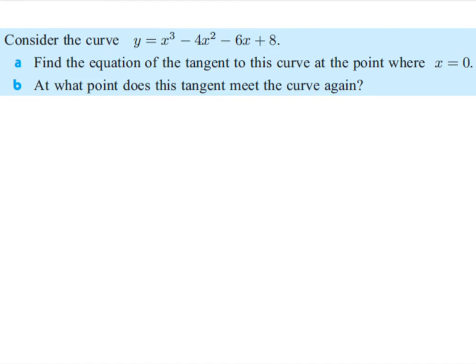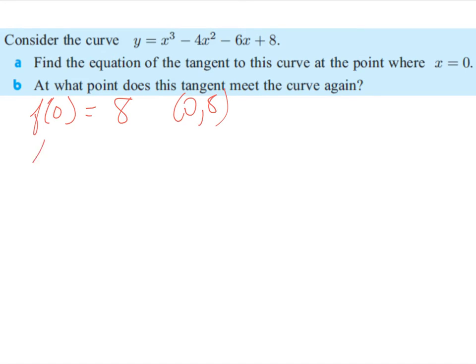So now it says to consider the curve y equals x cubed minus 4x squared minus 6x plus 8. And we want to find the equation of the tangent to this curve at the point where x equals 0. So we're going to find f of 0. So we end up with 8. If we plug 0 in for all of these x's, all we end up with is 8. So our point is at 0 comma 8.